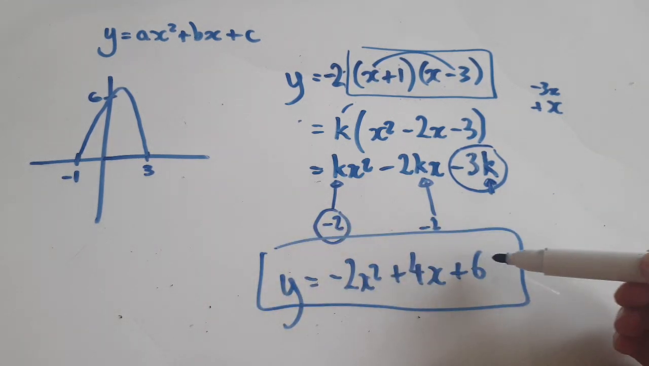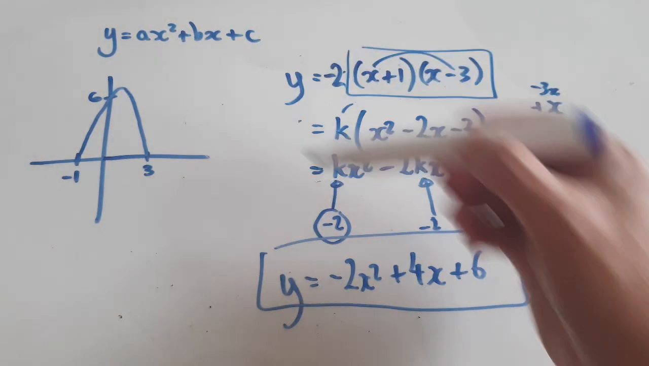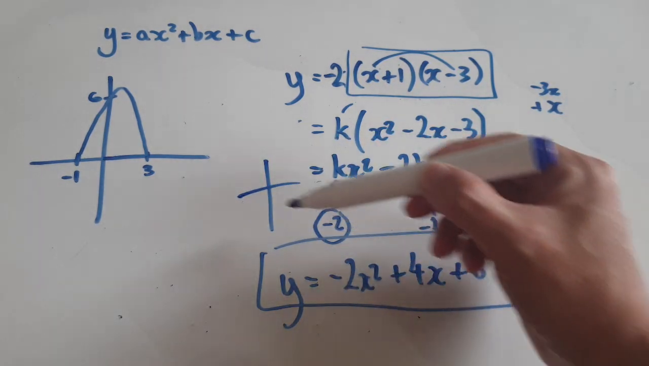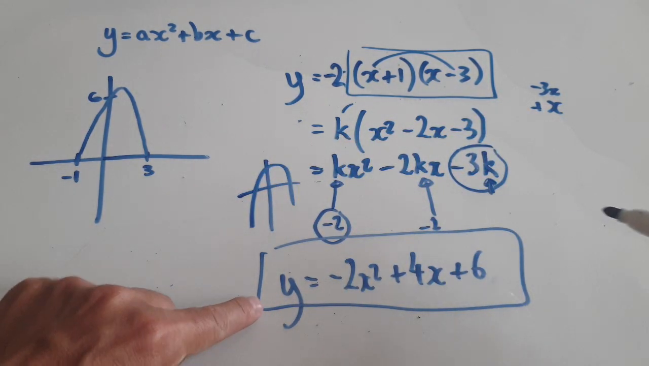This will have an intercept of 6, and you can see it's an upside down quadratic because of this -2. Anyway, this is our final answer.